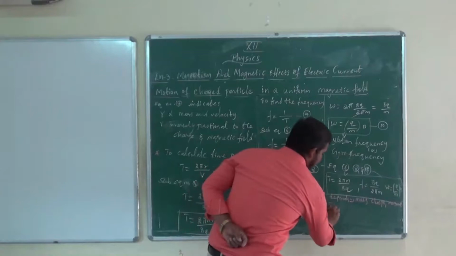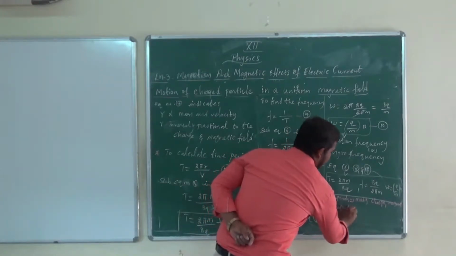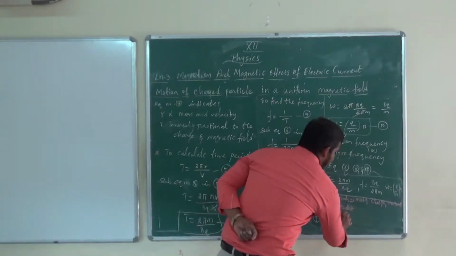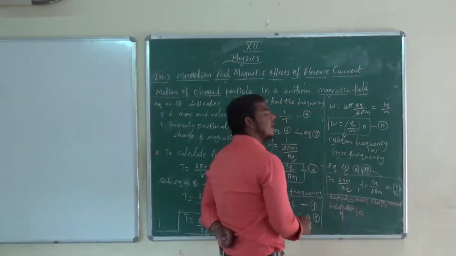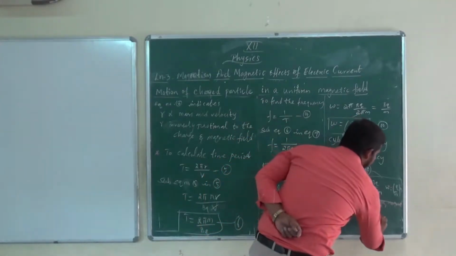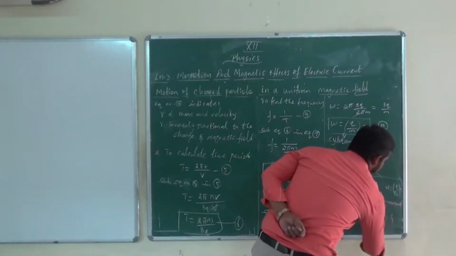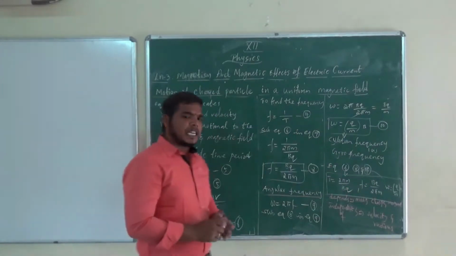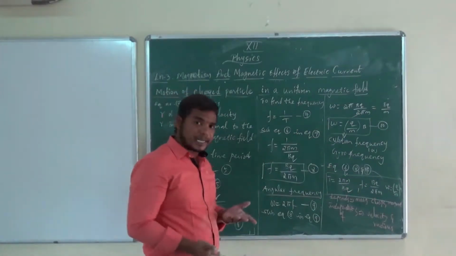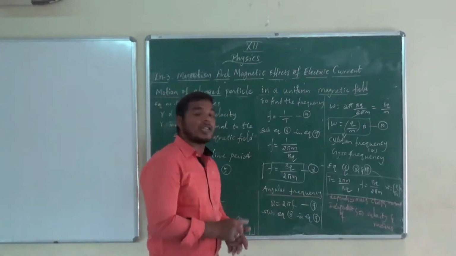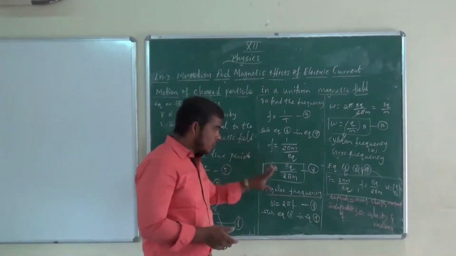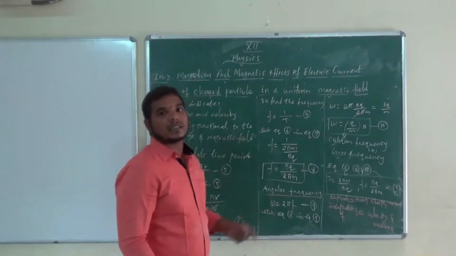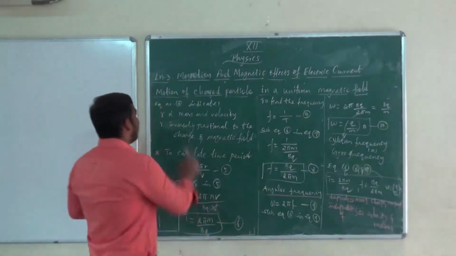But there is one more important question: independent of what? Independent of velocity and radius. The motion of the charged particle does not depend upon the velocity and radius, but definitely depends upon mass, charge and magnetic field. Please note it down. This is an important, repeated one-mark question. They will ask it differently, and I will say in the next class how they will ask it in different ways.